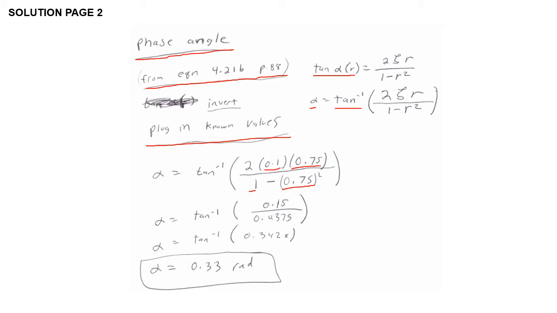Simplifying this down a little bit, we end up with alpha equal to the inverse tangent of 0.15 over 0.4375, or alpha equal to the inverse tangent of 0.3426. So alpha, when we do out the math, is 0.33 radians.